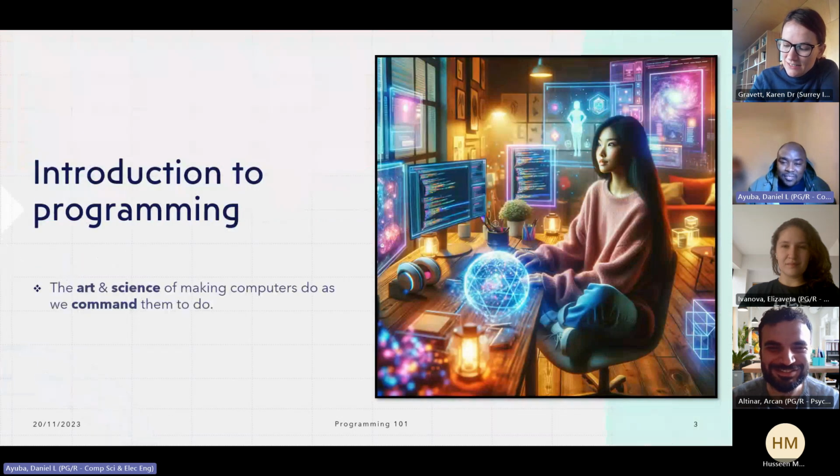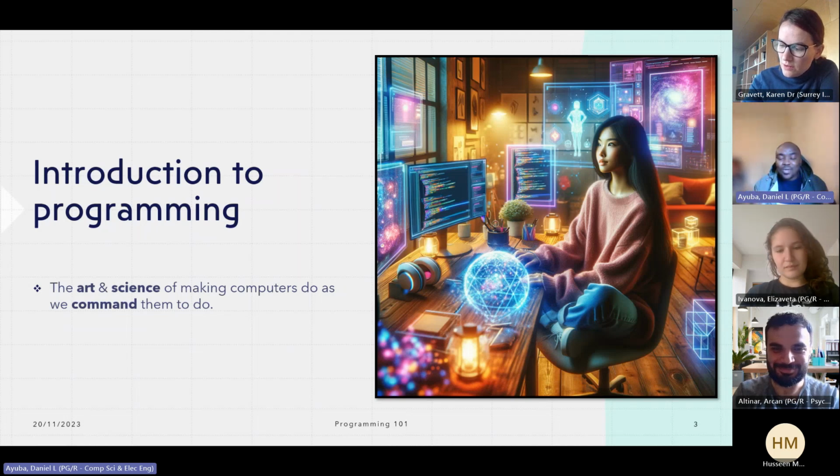Yes, so first is introduction to programming. So what is exactly programming? Programming is the art and science of making computers do as we command them to do. So what is the key point there? Command. We give these computers commands. We tell them our minds, what we're thinking about, and we ask these computers to help us do these tasks, right? But this is a very huge topic, and I'm going to unravel it as we progress.